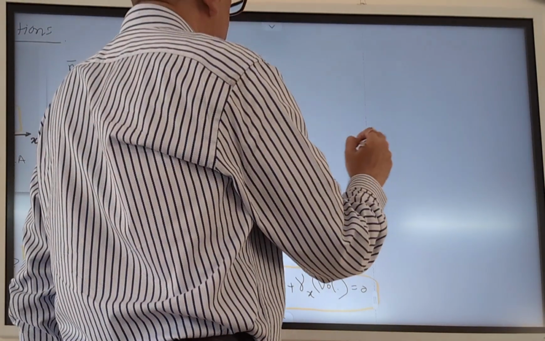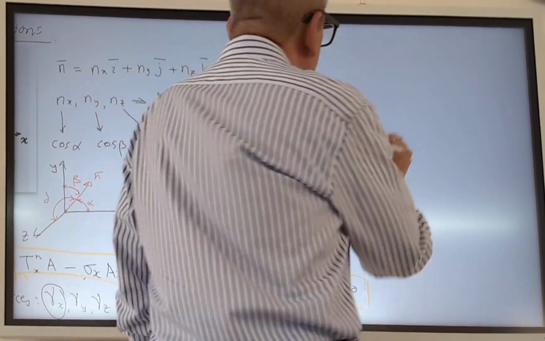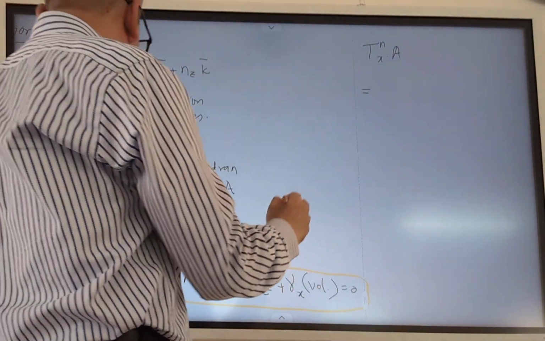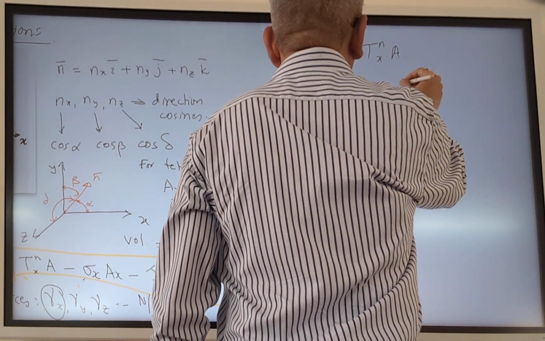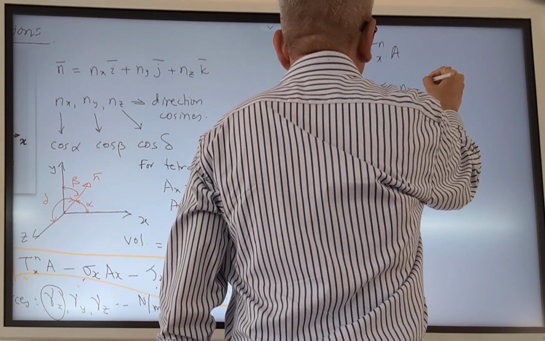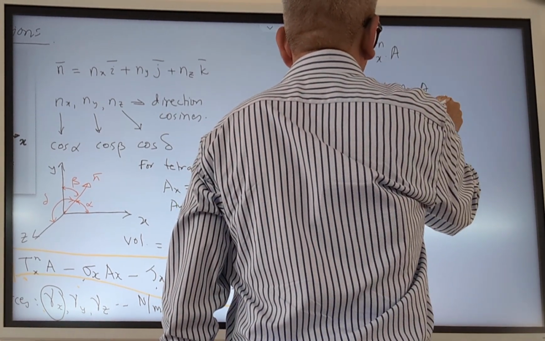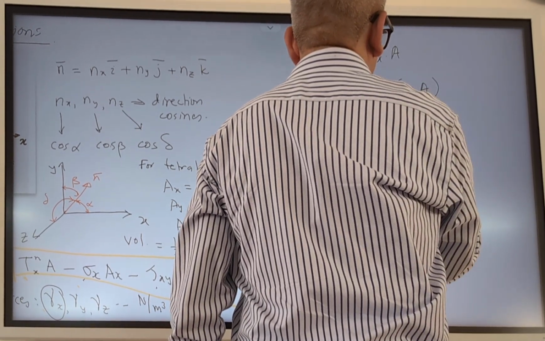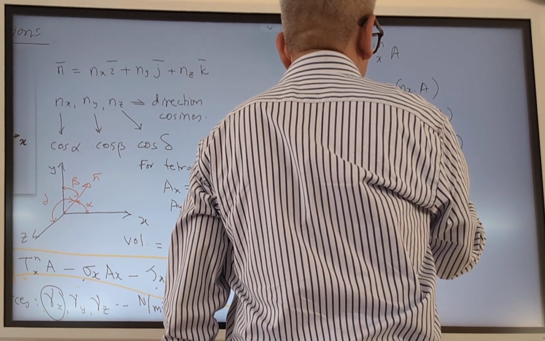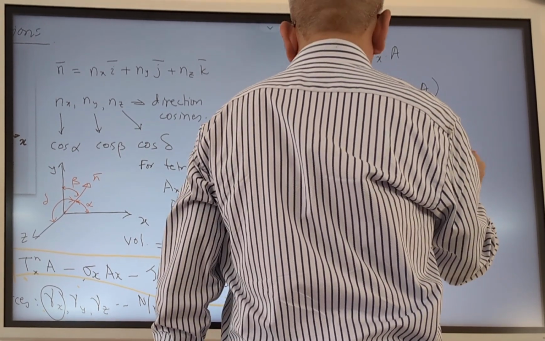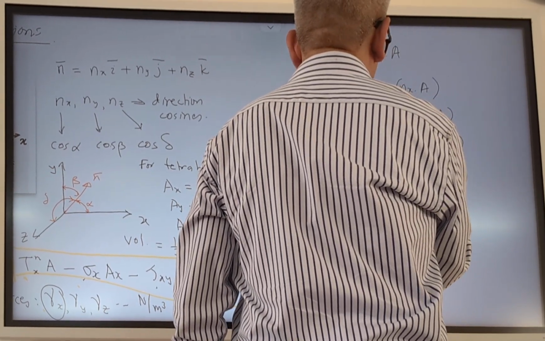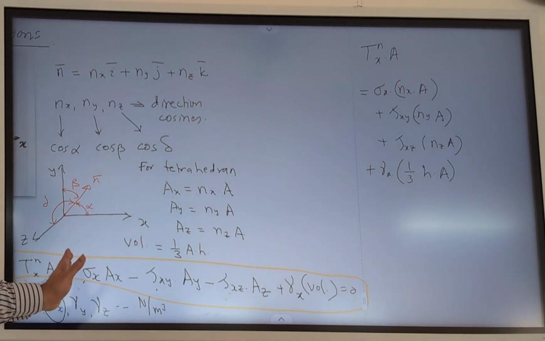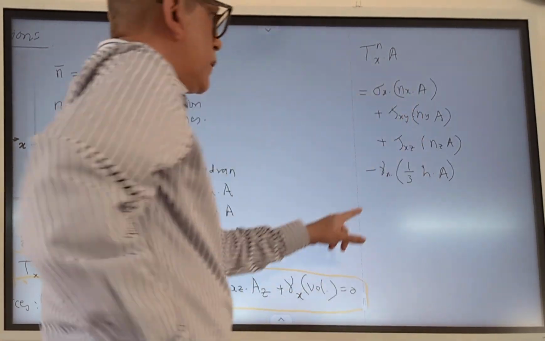Okay, so Tnx, just taking all these terms to the right hand side, we'll get sigma x into nx into A plus tau xy into ny into A plus tau xz into nz into A plus 1/3 gamma into A into h. In this equation we take Tnx on the left side and all the other terms on the other side, so they become minus.